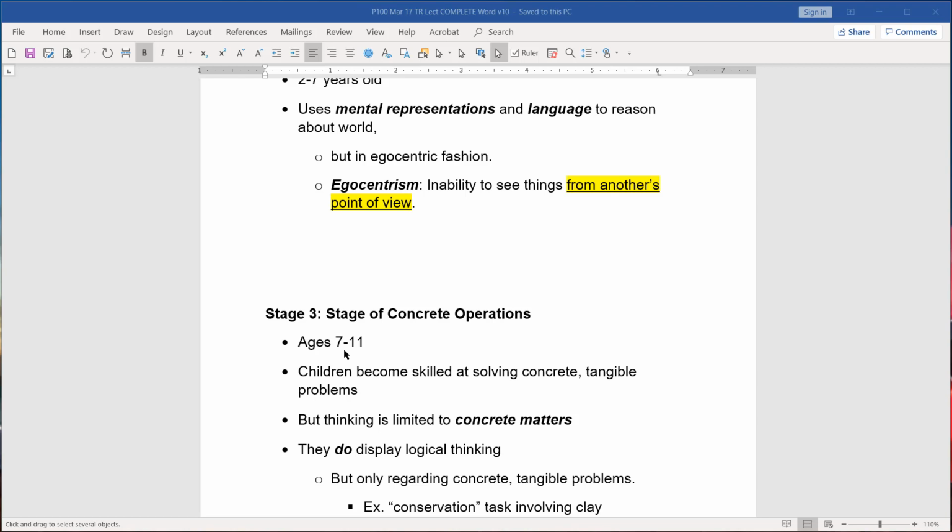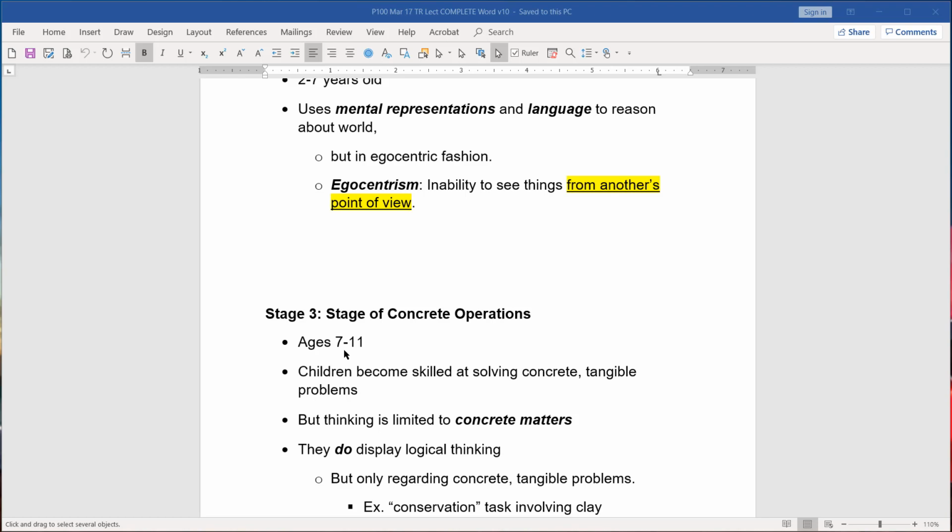You take an older child, a child that's 11 years old, later in this stage of concrete operations, they'll start giving the correct response. Correct response is, well, it's the same amount of clay. How do you know? Well, you didn't add anything to it, you didn't take anything away, so it's got to be the same amount. This is a child that has developed a sense of conservation.